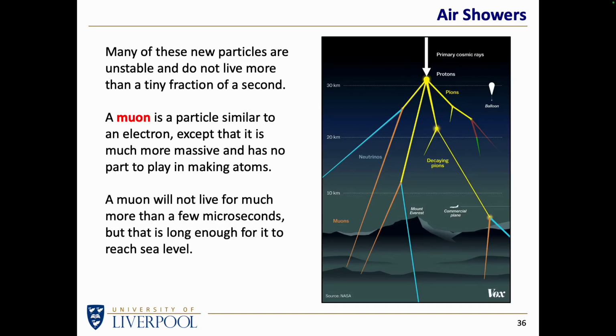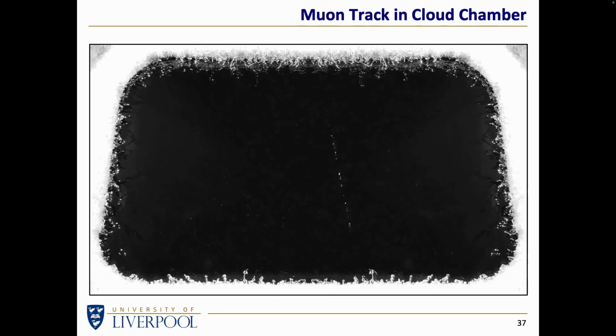A muon won't live for more than a few microseconds. So even though we see them in a cloud chamber, they have only lived for a few microseconds and then will effectively die. They will decay into something else. But a few microseconds is long enough to reach ground level. And therefore, it is possible to see muons at ground level. It is possible to see them in a cloud chamber.